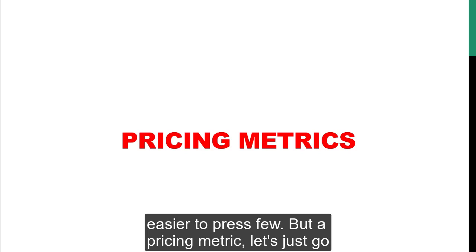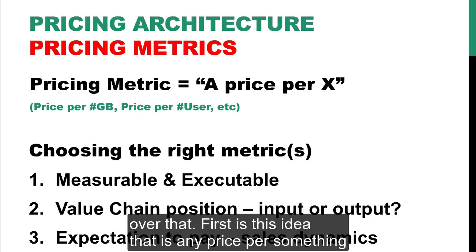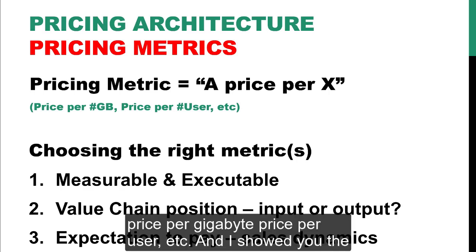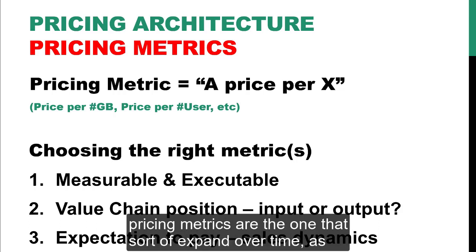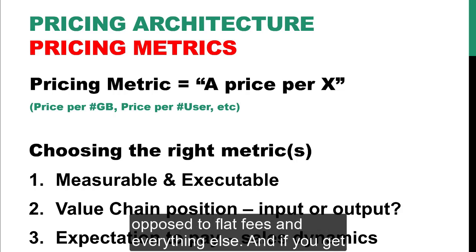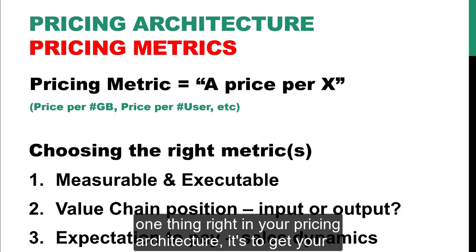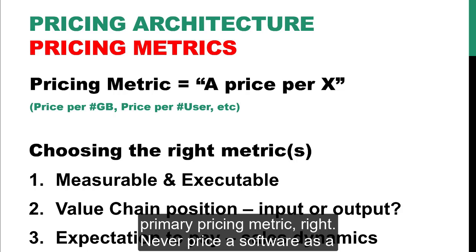But a pricing metric, let's just go over that first, is this idea that it's any price per something. Price per gigabyte, price per user, etc. And I showed you the overall pricing architecture slide at the beginning, where the pricing metrics are the ones that sort of expand over time as opposed to flat fees and everything else. And if you get one thing right in your pricing architecture, it's to get your primary pricing metric right.